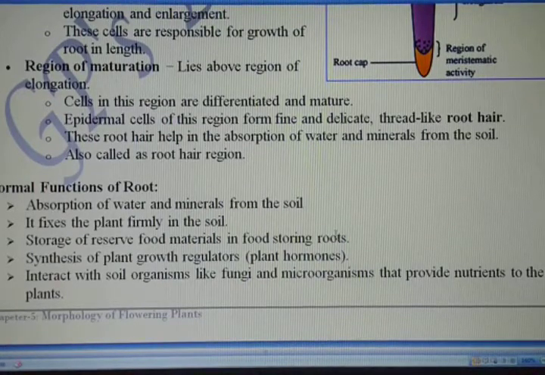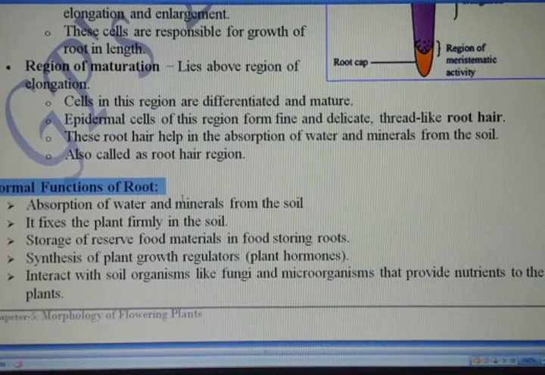And over here let us see the normal function of root. We will be discussing the function of root. One is the normal function here, and later I will discuss the modified function. Actually they are roots, but they do some other function of storage, support, etc. That I will talk about in the next video.